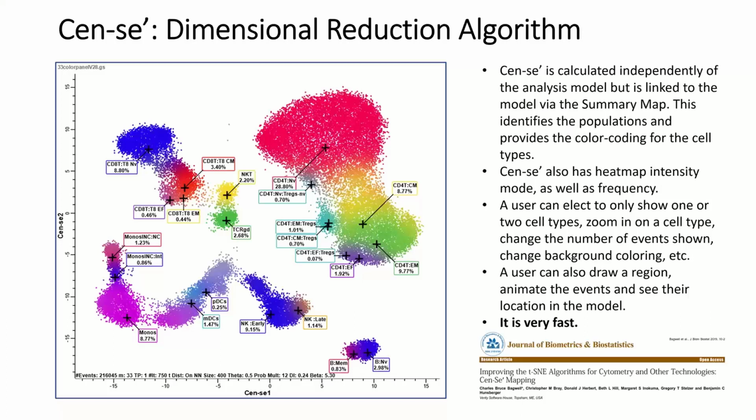A user can draw a region around a population and animate the events, then look at the modeled cell types and then classified events to determine the phenotype and location of those events. This feature works both ways. Sensei is also very fast. You can try various approaches and will not be waiting forever to see your results. We'll be taking a closer look at these features as we progress. The algorithm has been published and the reference is shown here at the bottom right.